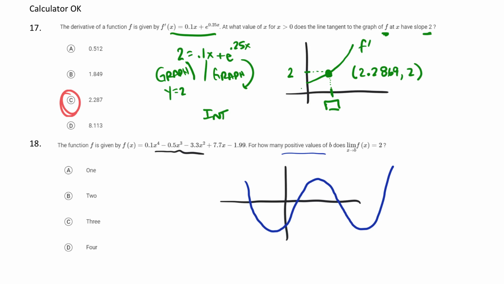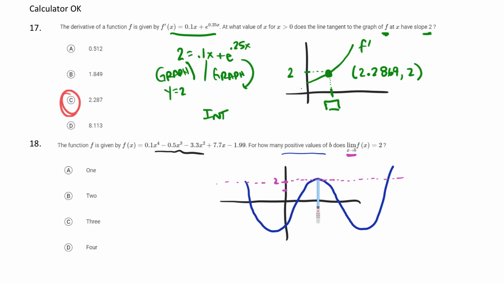Now, here's what I'm looking for. I am looking for the limit as x approaches b to be 2. So I want this value of 2. So it ends up going just like that, believe it or not. This is the value at 2. But we need positive, so I'm not concerned with the left side. So I'm not going to count this point. But I am concerned with what's happening here.